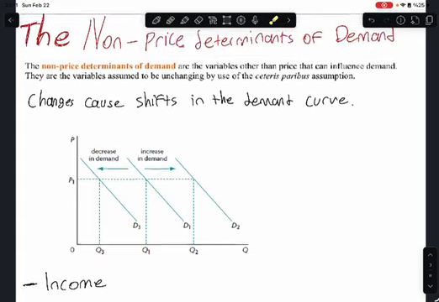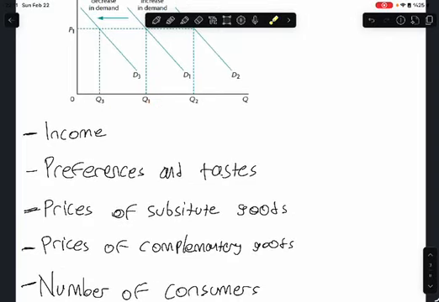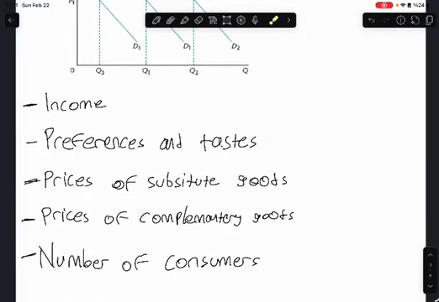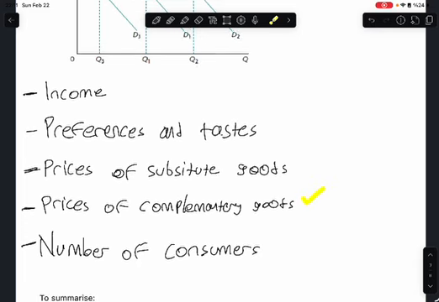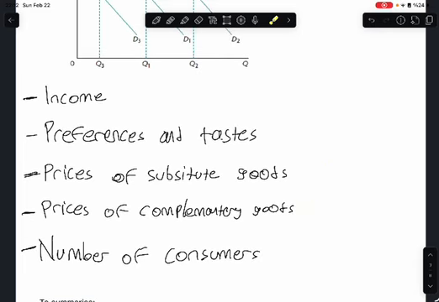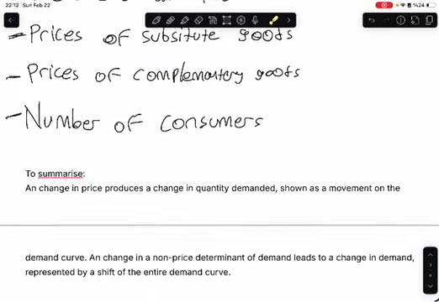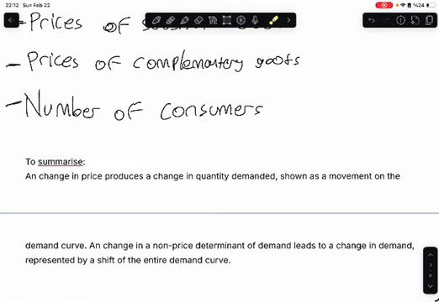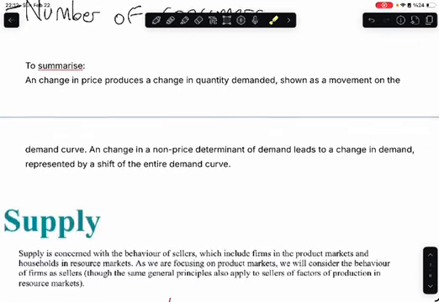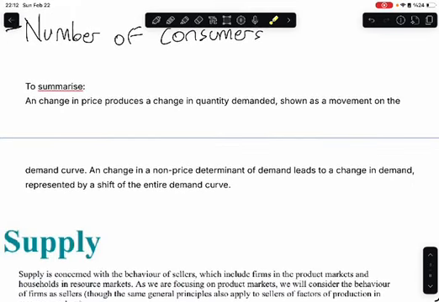Some non-price elements of demand are income, preferences and tastes, price of substitute goods, price of complementary goods, and number of consumers. These factors, although they are not price, affect the demand of a certain good or service. To summarize, a change in price produces a change in quantity demanded, shown as a movement along the demand curve. A change in a non-price element of demand leads to a change in demand, represented by a shift of the entire demand curve. So that is demand basically. It's a pretty basic topic, so I hope I could tell it to you properly.